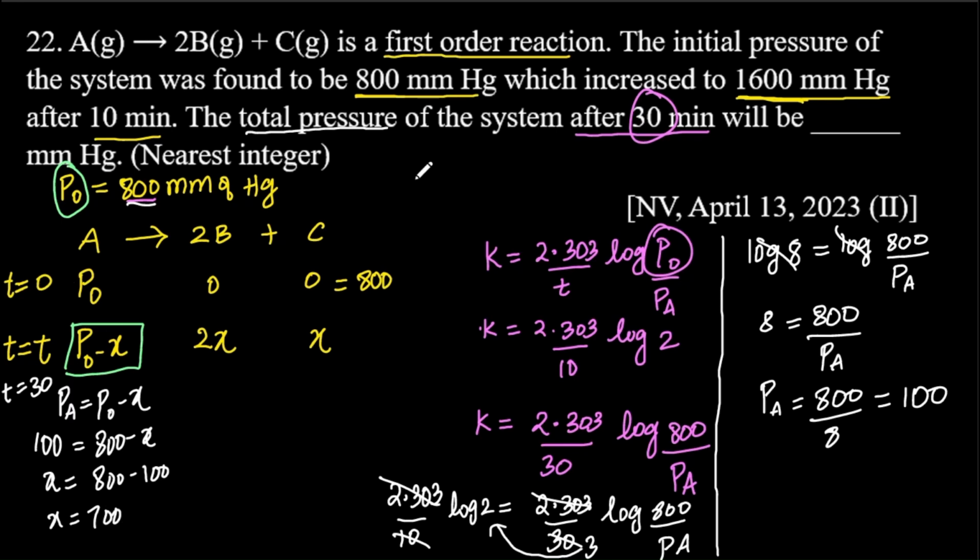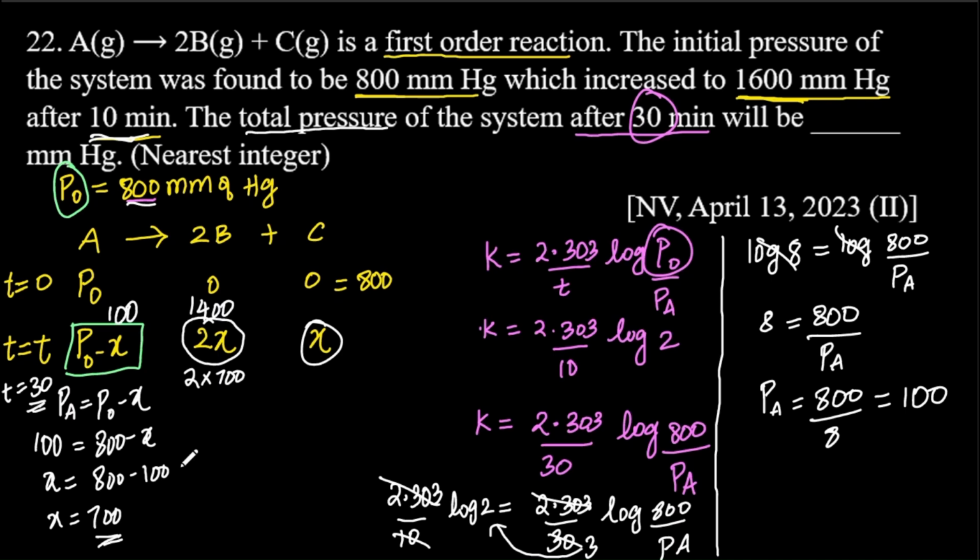So first we got one X value as 400, no? That is for time 10 minutes. Now for time 30 minutes, the X value is 700. So we got the PA value for this one. So after 30 minutes, the PA value we got as 100. Now we can find 2X. So here X is 700, no? So 2 into 700, which is nothing but 1400.